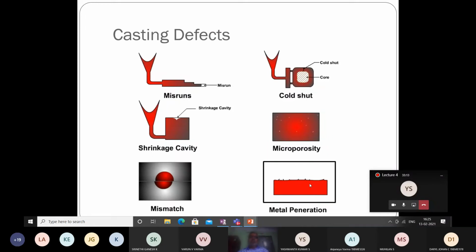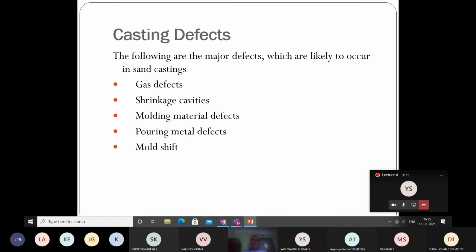Now we will go on to the various types of defects. The major defects are due to gas. I told you, if the gases are not coming out, blowhole and porosity will increase. Porosity means small pores inside the metal. When you have small pores inside the casting, it will affect the strength of the material. That is called blowhole, a gas defect. Then shrinkage: unless you design properly, shrinkage cavities will occur, as in the previous diagram.